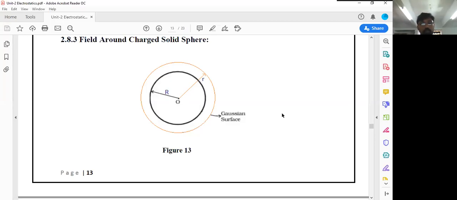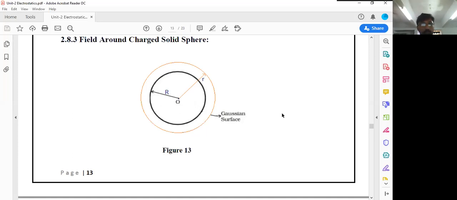Hello friends. We will discuss the applications of Gauss's law. There are three symmetries for which Gauss's law makes it simple to find the electric field: cylindrical symmetry, spherical symmetry, and plane symmetry. We have discussed cylindrical symmetry in the case of the electric field around an infinite line of charge, and spherical symmetry in the topic electric field around a charged spherical shell.